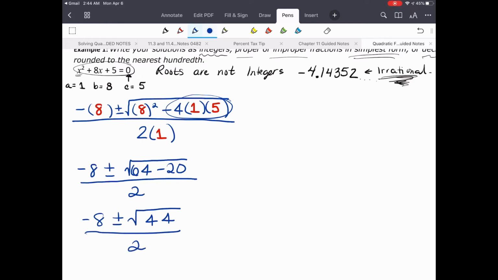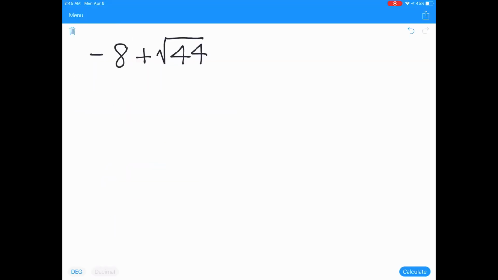And this is where you might want to use your calculator. I'm going to go to my calculator app. You've got negative 8 plus or minus the square root of 44 all over 2. I'm using an app here that identifies my handwriting, but this is exactly what you're going to want to put in your calculator. Now, I don't want to really write it out like this. You can't put plus and minus all that stuff in there at once. So what I'm going to do is just do it one at a time.